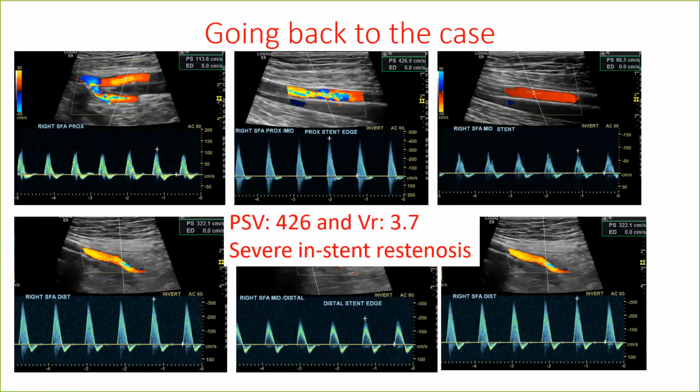As you can see, his PSV was 426 with a velocity ratio of 3.7. This indicates severe in-stent restenosis based on any criteria you utilize. What's interesting is this ultrasound finding was almost 5 years ago. I continued to manage him medically. Mainly, I added cilostazol for him as he was completely asymptomatic. After 5 years of surveillance, he has continued to do fine with no progression of the stenosis to occlusion. This is where clinical evaluation, in addition to duplex ultrasound findings, is important before considering re-intervention in these patients.